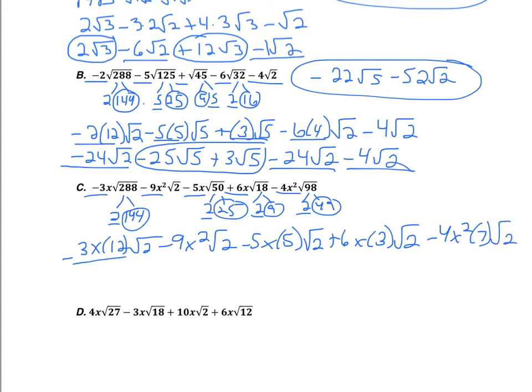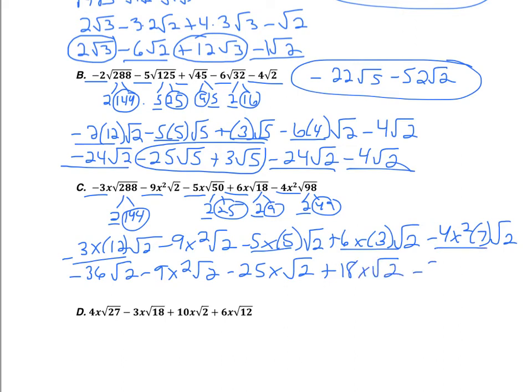So negative 3 times 12 is negative 36 root 2. Minus 9x squared root 2. 5 times 5 is minus 25x root 2. 6 times 3 is 18x root 2. And 4 times 7 is negative 28x squared root 2. And then we're going to look at which have the same letters, same exponents, and same roots. So we have negative 9x squared root 2 and negative 28x squared root 2. They both have x squared. They both have root 2. So we have negative 37x squared root 2.